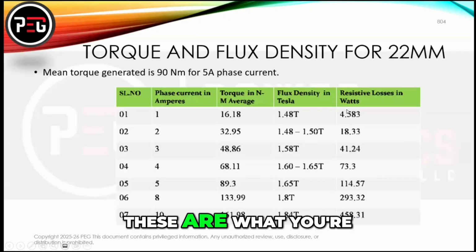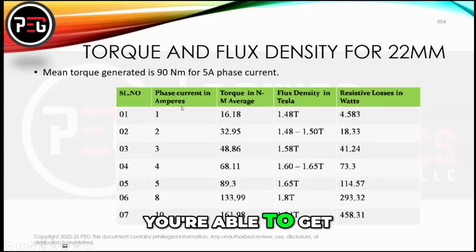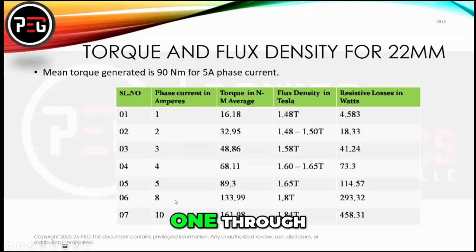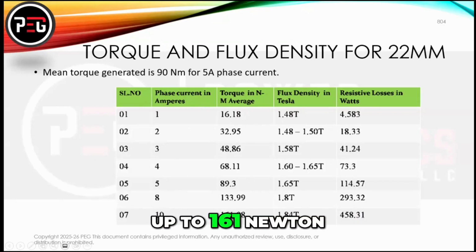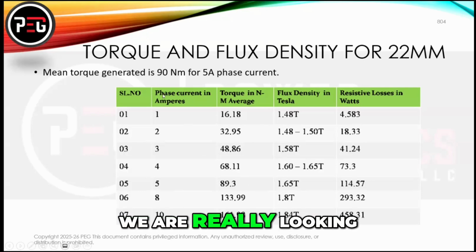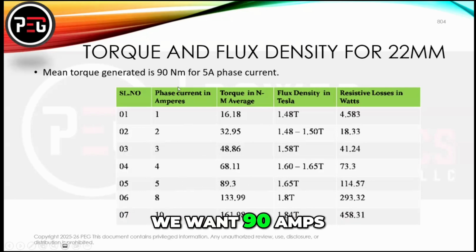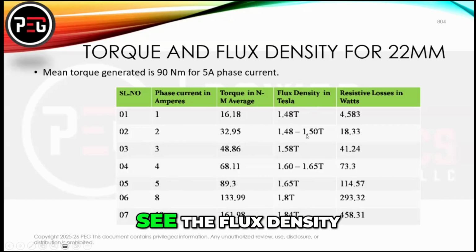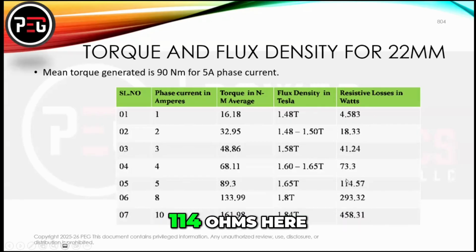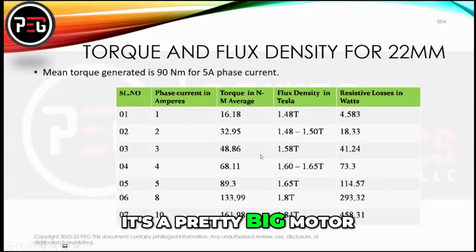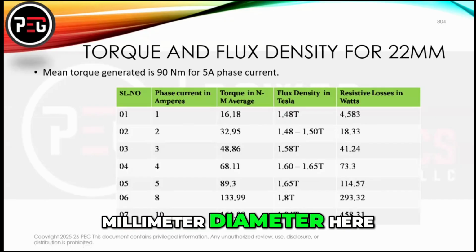So these are what you're able to get. You're able to get the torque values for every phase current. So here we are up to 161 Newton meter torque. We are really looking at 5 amps. We want 90 Newton meter torque. That's the target. But you can see the flux density is very nominal, 1.65 Tesla here, and resistive losses are very small, 114 watts here, right? It's a pretty big motor, 400 plus millimeter diameter here.